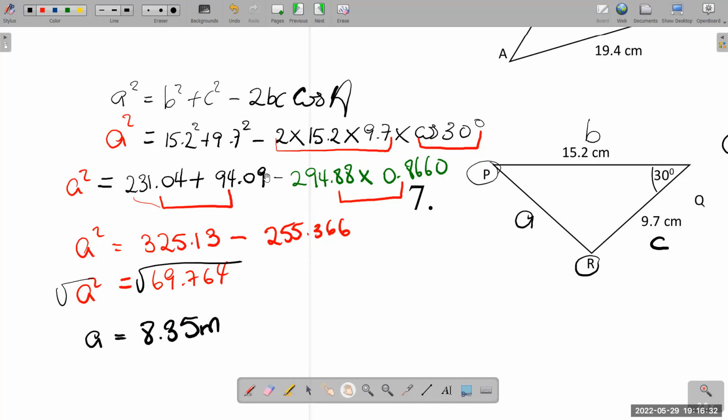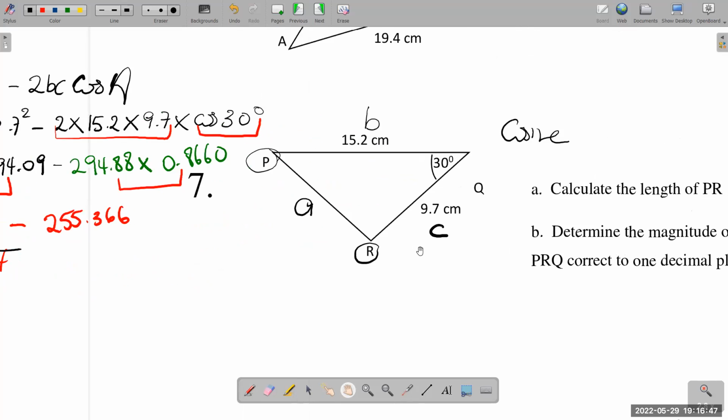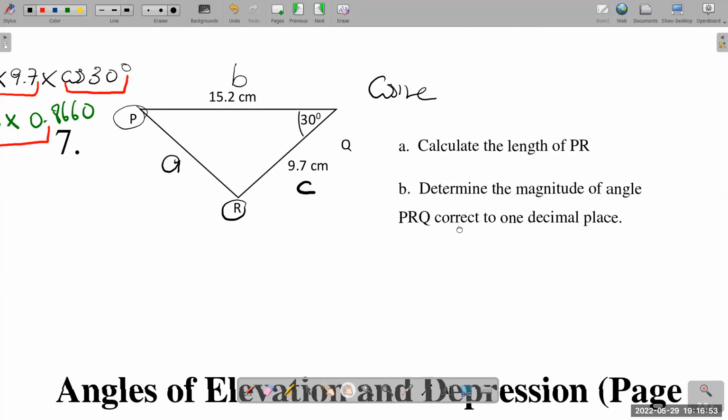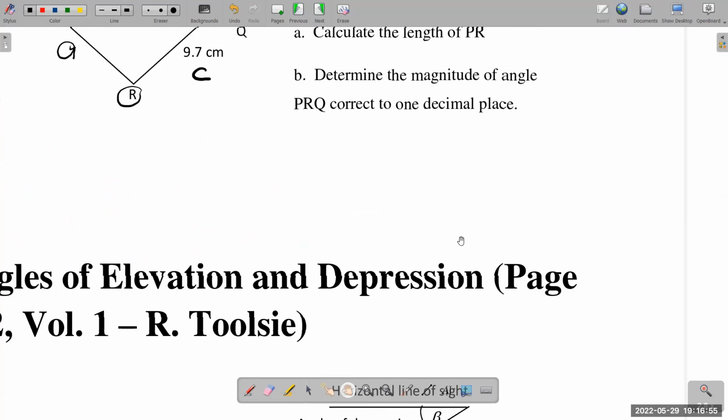So what we've done so far, we've done sine rule, where you're finding either a missing side or a missing angle, and the angle cannot be between the two given sides. Then we did the cosine rule, where the angle is in between the two sides that they're given. That's it. So we are good to go, right?